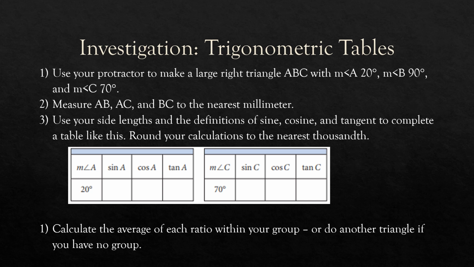Then I want you to measure the lengths of the sides of your triangle, AB, AC, and BC, to the nearest millimeter. We want a couple decimal places there so that we can accurately describe these ratios. You will then use your side lengths and the definitions of sine, cosine, and tangent, meaning opposite over hypotenuse or adjacent over hypotenuse, to complete this table. Round your calculations to the nearest thousandth when you're getting your decimals.